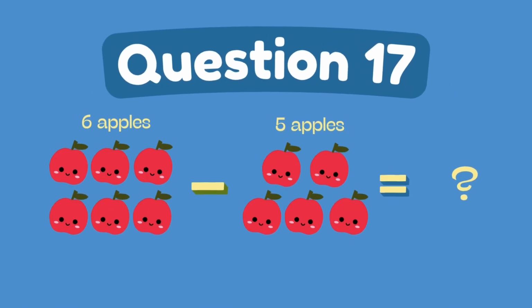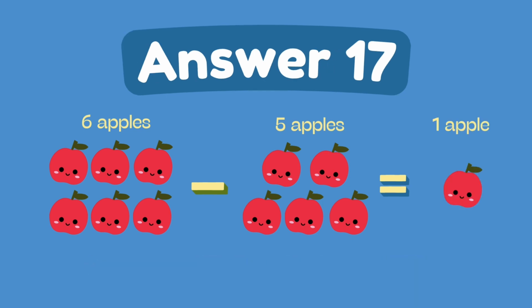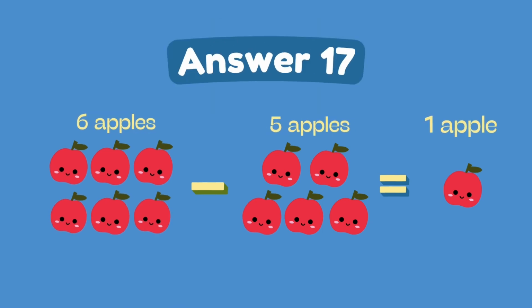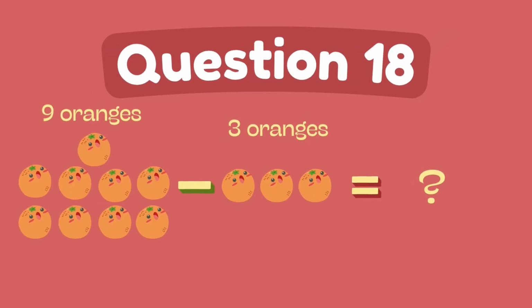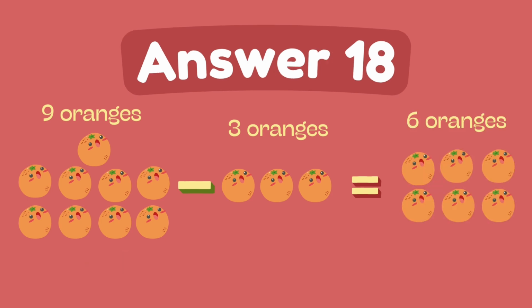What is 6 minus 5? The answer is 1. What is 9 minus 3? The answer is 6.